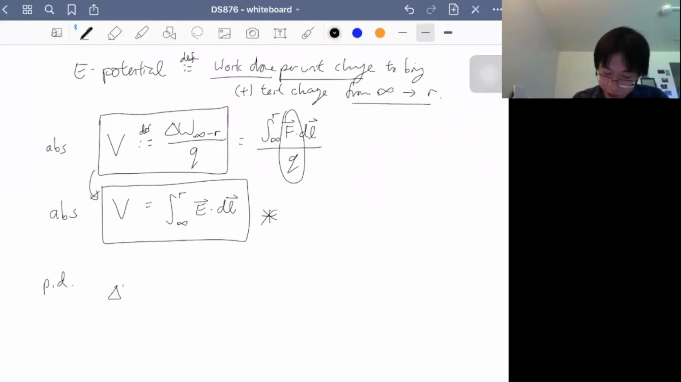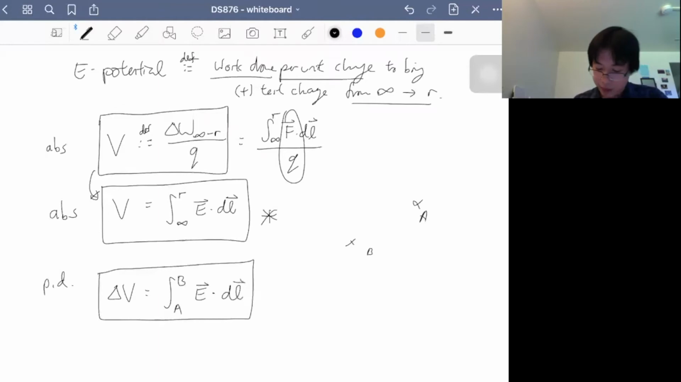If you need potential difference, let's say between point A and point B, like this, then what you want is you integrate from point A to point B. Infinity is the reference point, right? So if you just want the difference, you use this formula. If you want the absolute potential, then you always start from infinity to that point. If you want potential difference, you start from the initial point and end up in your final point like that.